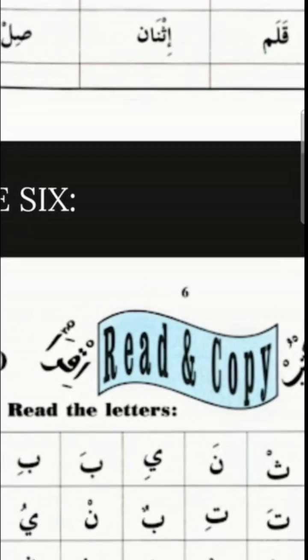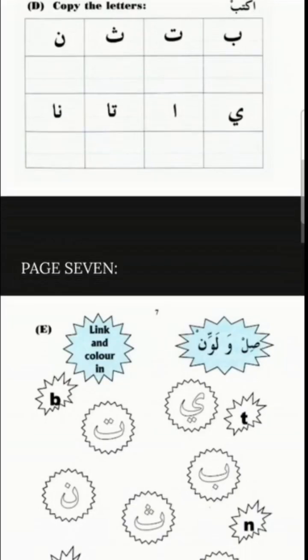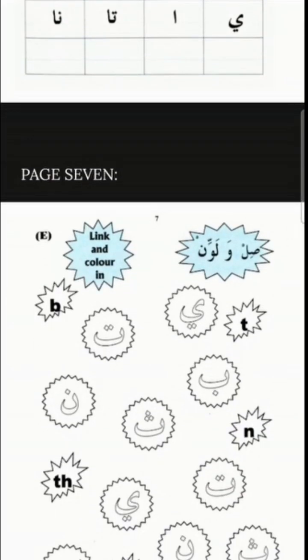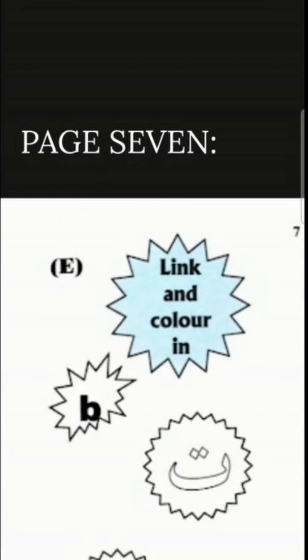And of course there's again Iqra. So that's on page 6. And then on page 7 we see again Sil Walawin. Sil. What is sil again? Link. And Lawin, color in.